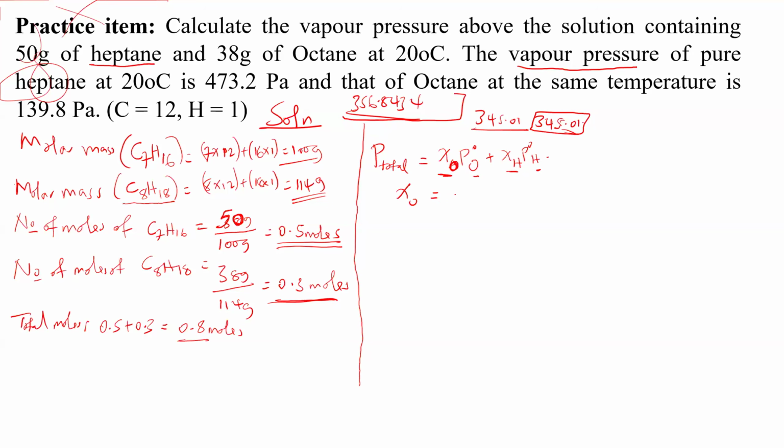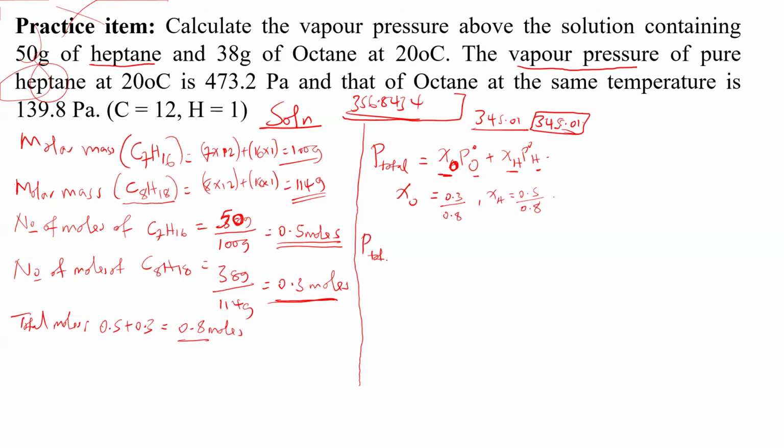0.3 divided by 0.8. Then XH will equal 0.5 over 0.8, isn't it? Meaning now we can just substitute.